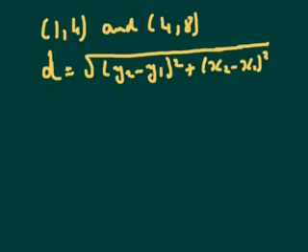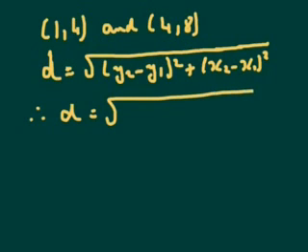So in this case, to solve this problem, what we would do is just say that D is equal to the square root, big square root sign like so, y2 take y1, so it's a bit like working out the gradient, isn't it? It's the difference in the y coordinates, all squared, and then you add the difference in x coordinates, all squared.